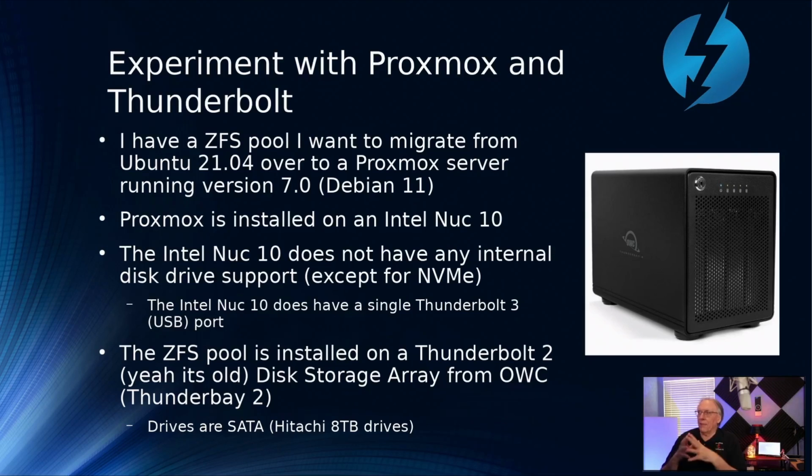So I have a ZFS pool I want to migrate. It's currently running on Ubuntu 21.04. The ZFS version number is 2.0.2. And I want to move this over to a Proxmox server that is currently running Proxmox version 7. And of course, that's Debian 11 as the host operating system. My Proxmox server is installed on an Intel NUC 10. The Ubuntu server is an Intel NUC 6, like the old Skull Canyon one. So I want to move that over.